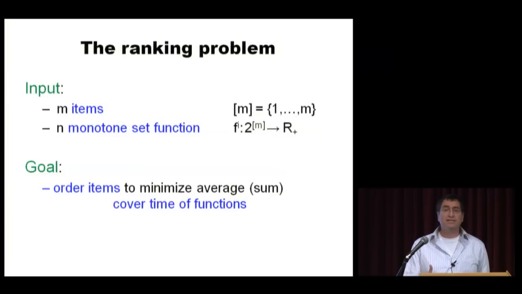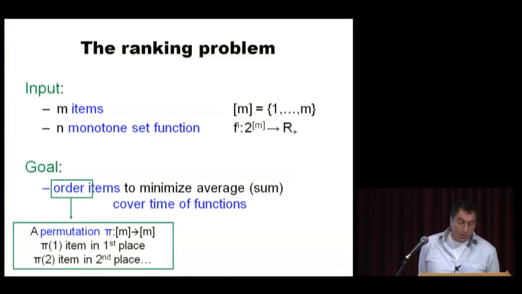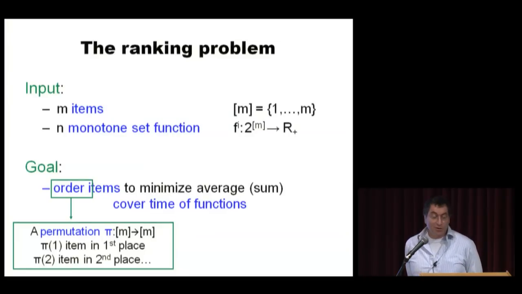Now I need to explain what this statement means, so I'll explain each of these words. Let me explain what an order is. An order is a permutation. I just need to decide which element I put first, second, and so forth until the nth one. I guess you know what an item is.